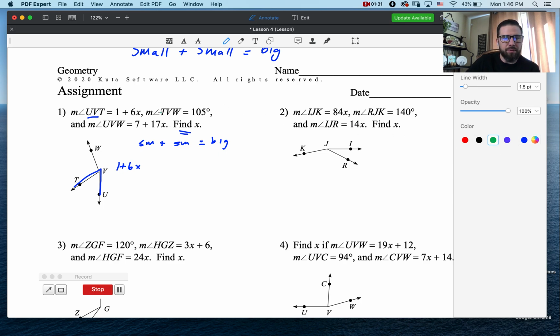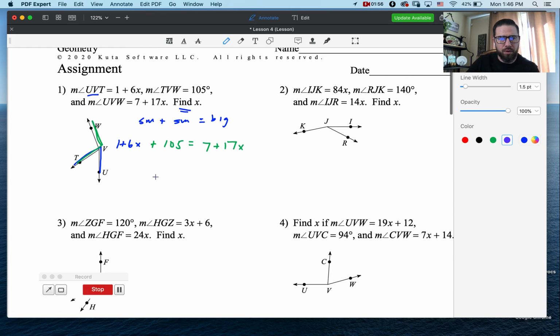Now let's come over here. We have the measure of angle TVW, from T to V to W. So that's another piece, another small. So that's 105. Small plus small equals big. Well, this other guy has to be big then: 7 plus 17x. So now we need to combine like terms.